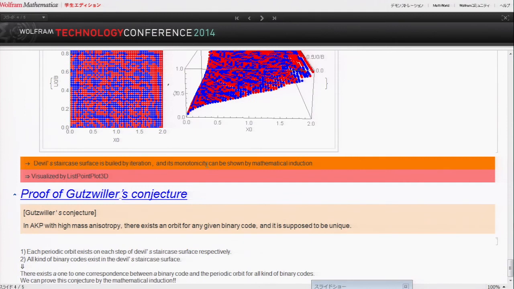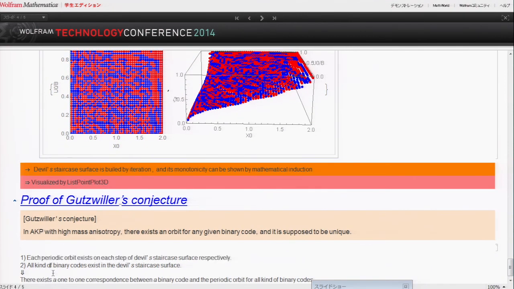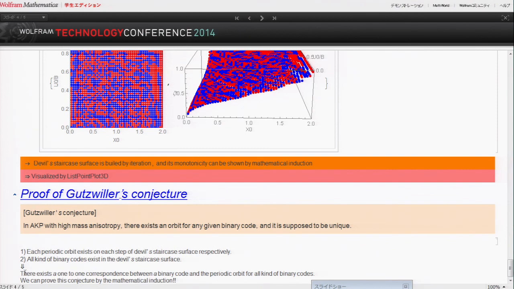From the above talk, we can prove the Gutzwiller conjecture. Firstly, each periodic orbit exists on each step of the Debye staircase surface, respectively, and two, all kinds of binary codes exist in the Debye staircase surface. So there exists a one-to-one correspondence between binary code and the periodic orbit for all kinds of binary codes. So we can prove the conjecture by mathematical induction.